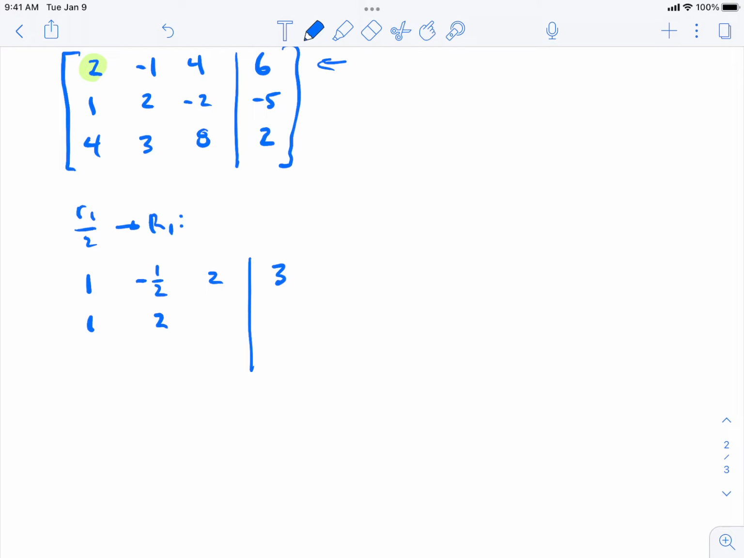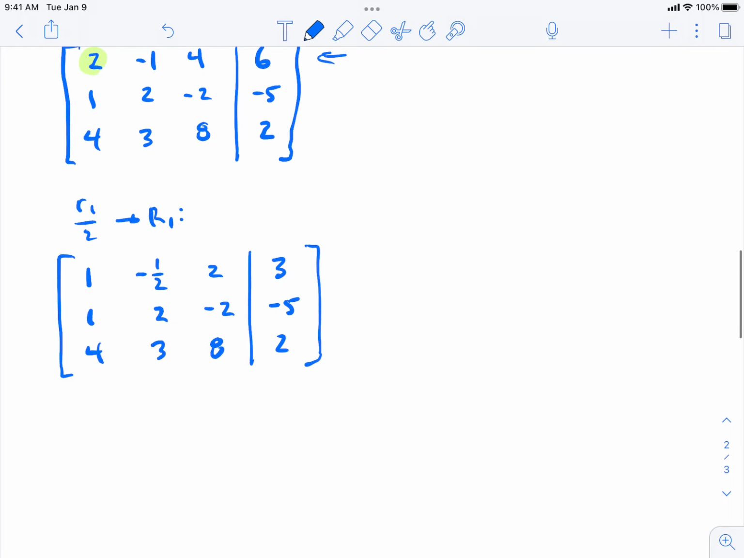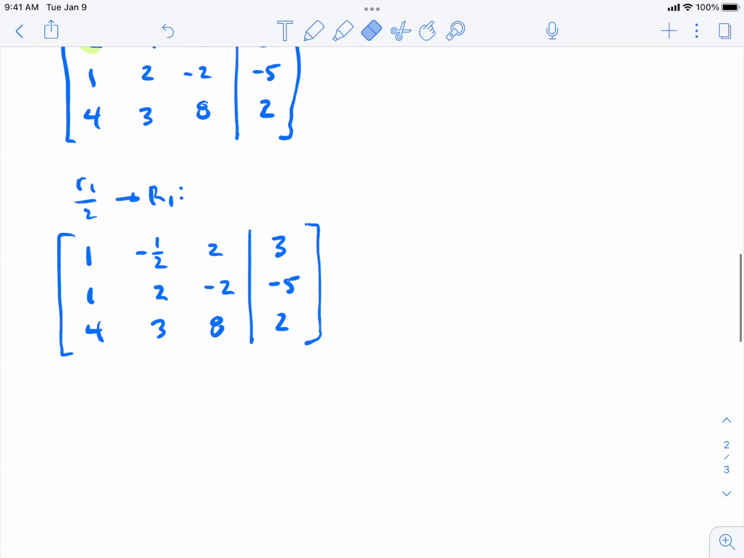The other 2 rows I am not changing at the moment, so I'm just copying them along. This is sort of like the state of the memory banks in the computer right now. The only thing we overwrote was the first row. Okay, cool. We've got our 1. Good. Now we want that to be a 0.